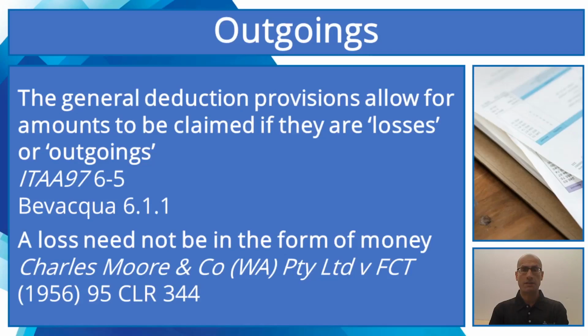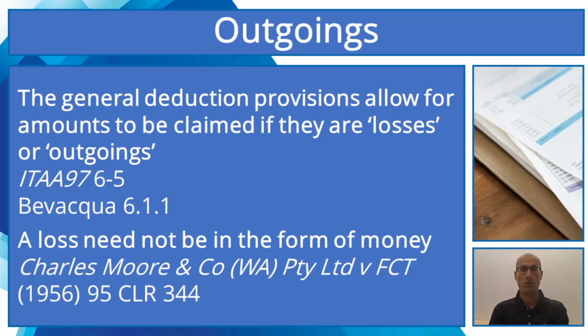And this idea of loss or outgoing is actually much broader than merely spending money for a particular expense. An example of that is in Charles Moore and Company and the Commissioner of Taxation. In that particular case, a department store, the employees were robbed as they were wandering to the bank in order to deposit the weekly takings. There, perhaps unkindly, the commissioner actually disallowed the department store this deduction for the amount that was lost.